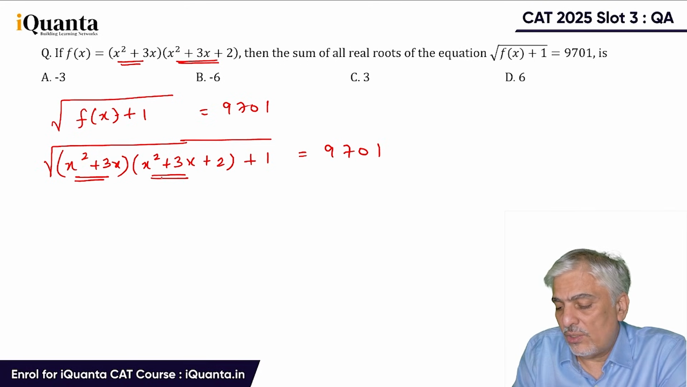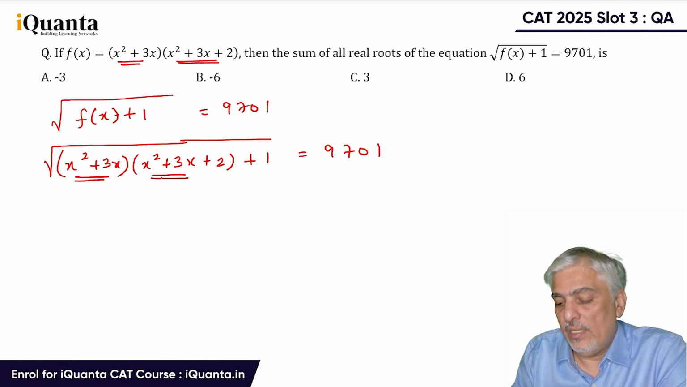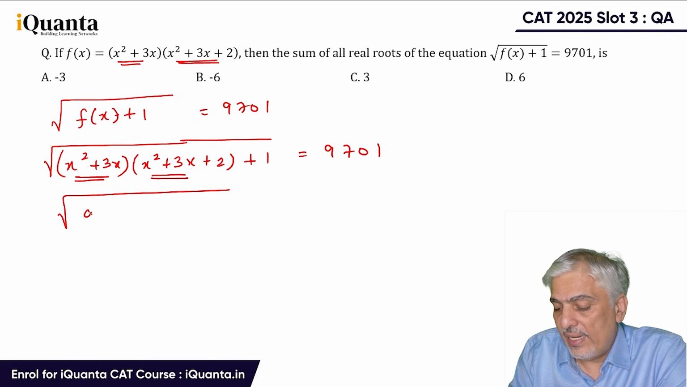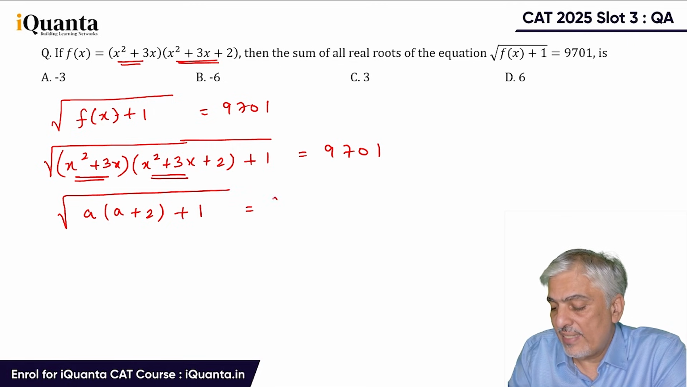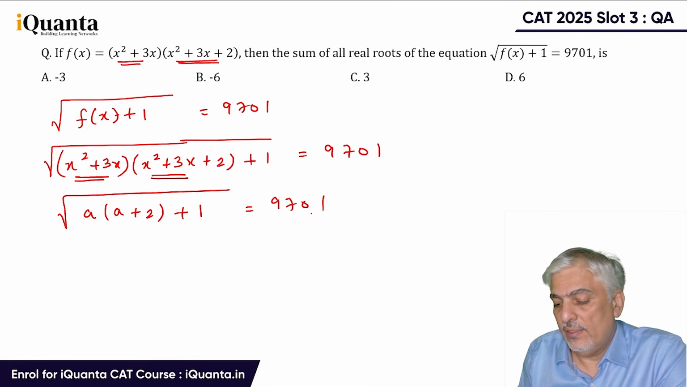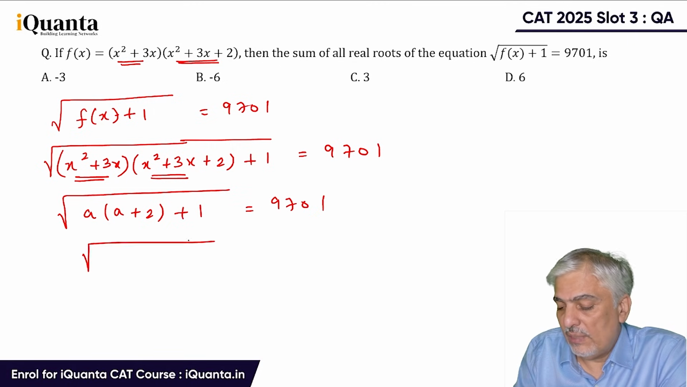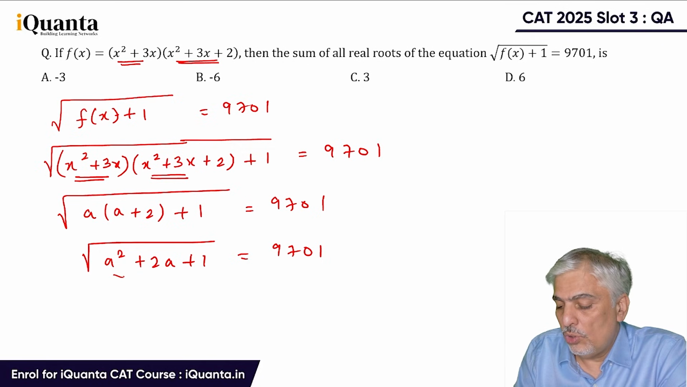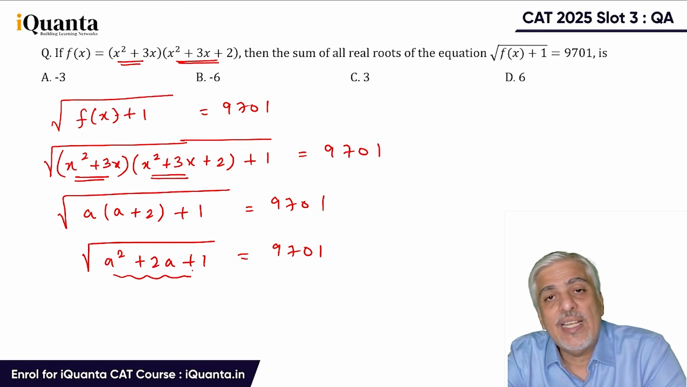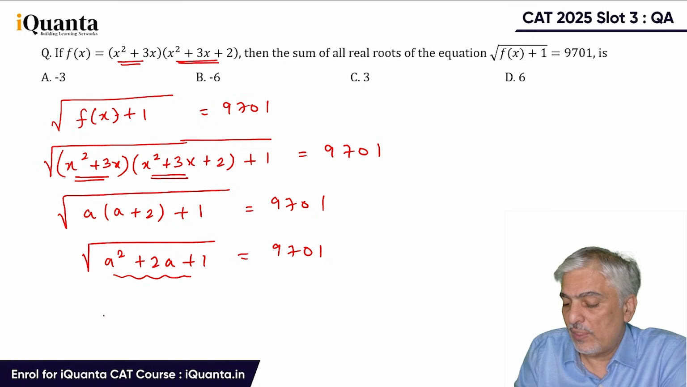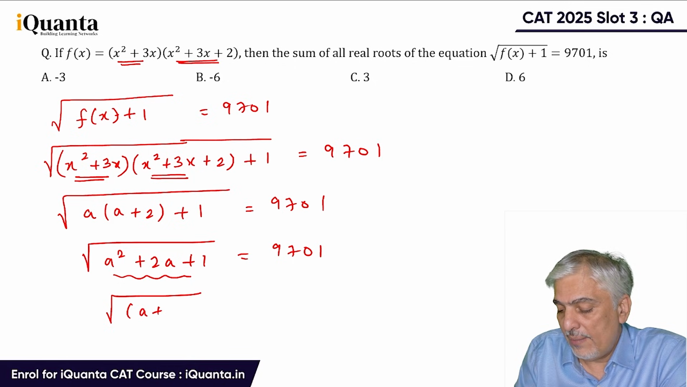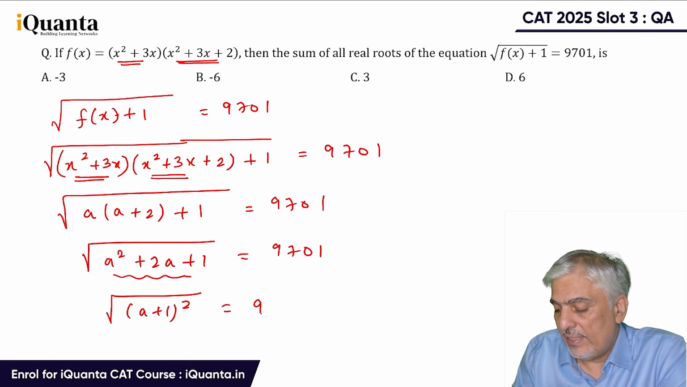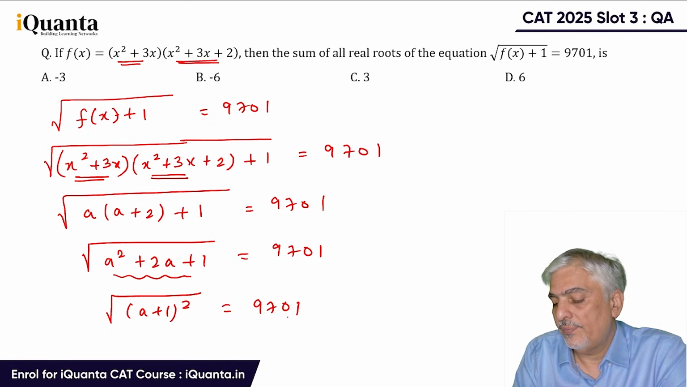Main thing was this, to take this as a. If you take this as a, what will you get? You'll get a into a plus 2 plus 1. Square root of that is 9701. Expand. This will become a square plus 2a plus 1 is 9701. You should know, based on basic algebra, a square plus 2a plus 1 is nothing but a plus 1 the whole square. So this is a plus 1 the whole square is 9701.